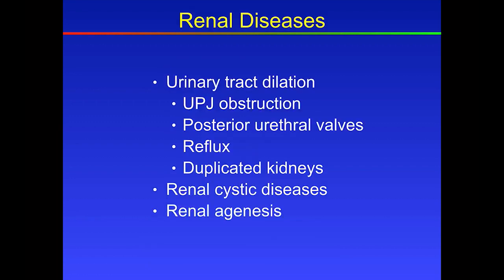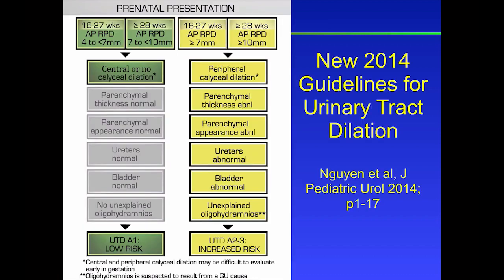Let's first look at some of the renal diseases from urinary tract dilation. We think about ureteropelvic junction obstruction. We think about posterior urethral valves. We think about reflux. We think about duplicated kidneys. And we think about renal cystic diseases that may not function. And we think about renal agenesis.